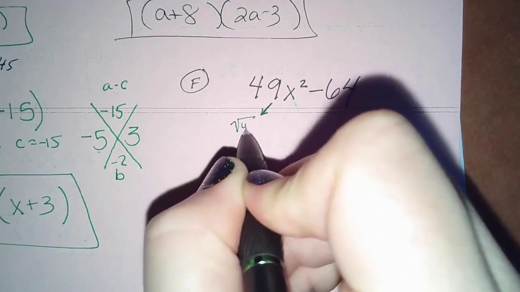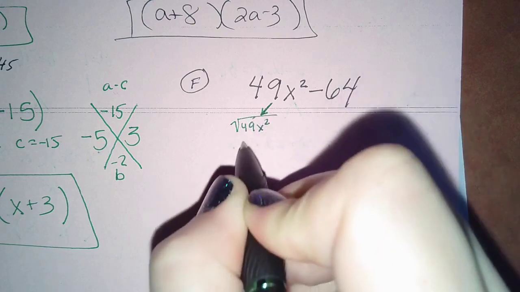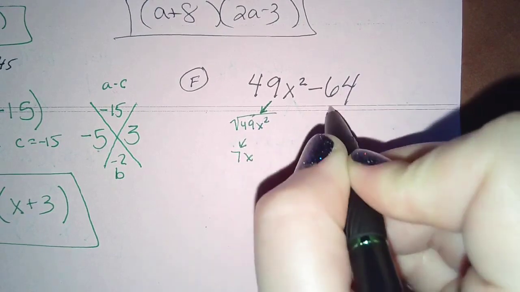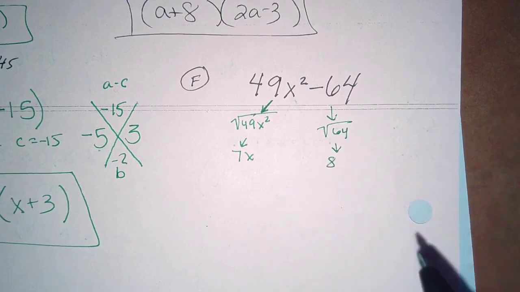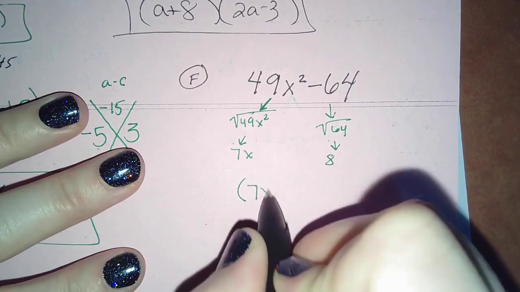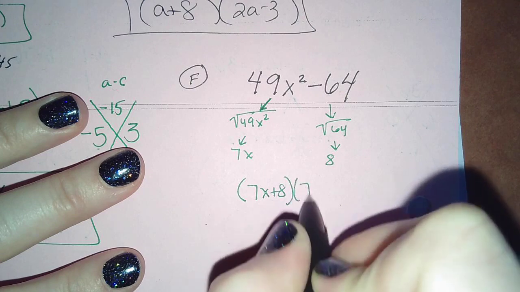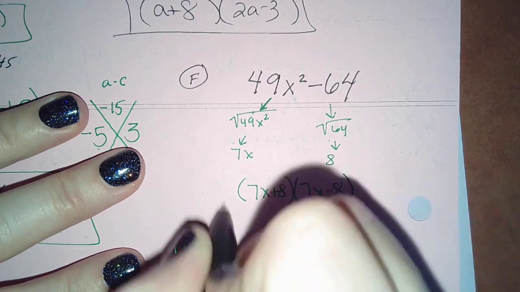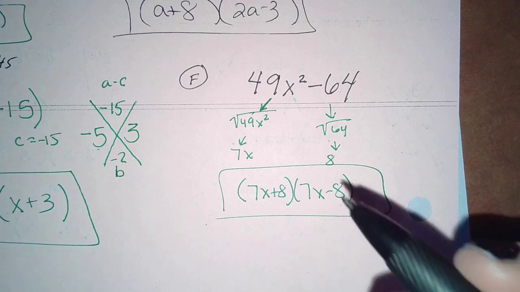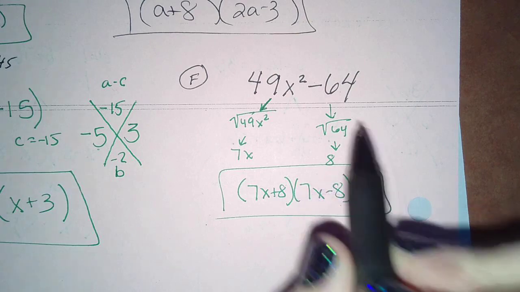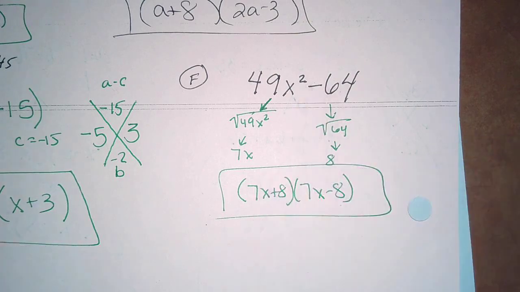So if I was to square root this term, square root of 49x squared, I would get 7x. And if I was to square root 64, I would get 8. So I would have 7x plus 8 and 7x minus 8. That is one of those new methods that we learned today. If we didn't realize it was a perfect square, then we could add in 0x in the middle and do the x method.